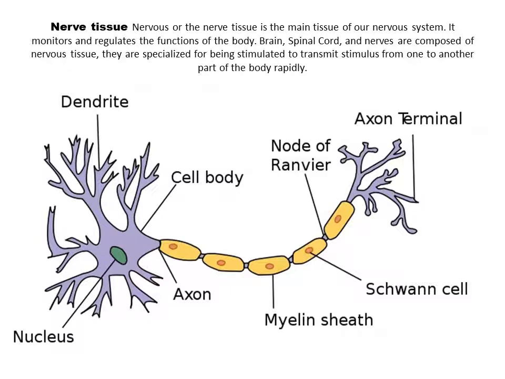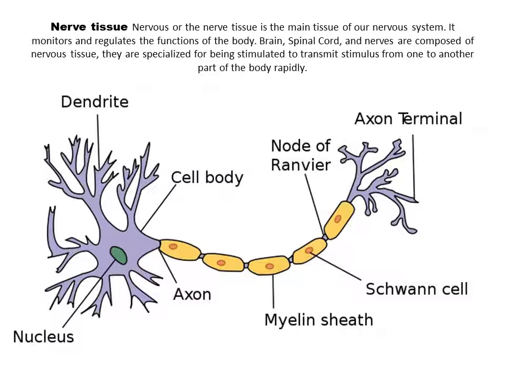Nerve tissue. The diagram is very important. See children, this nerve tissue is the tissue which is the major component of our nervous system. It monitors and regulates the functions of the body. Brain, spinal cord, nerves are all composed of this type of tissue.